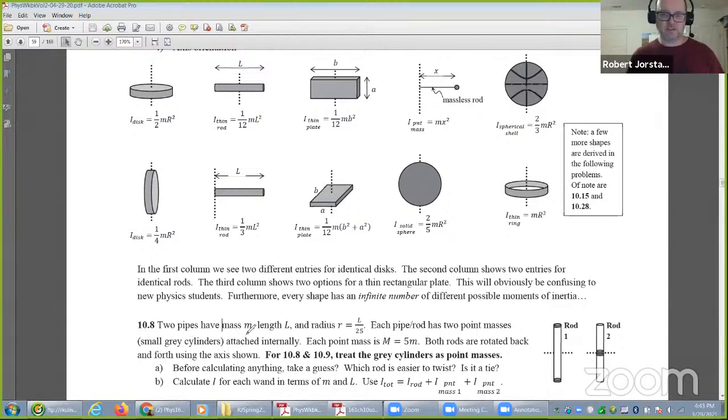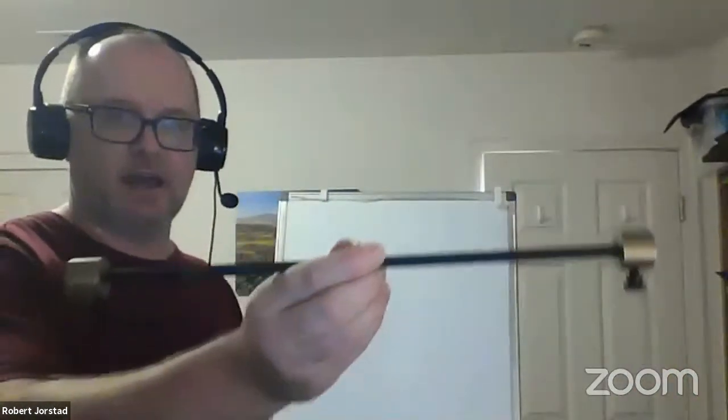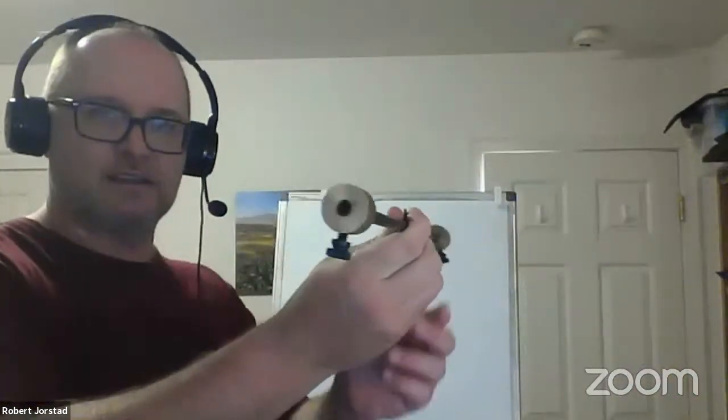So let's say we have 2 pipes, and they each have mass, and they've got some point masses stuck on them. So what do I mean by this? This is one example of that. You got a pipe here. Now, I don't know if you could see this. I'm going to try to get this on. Let me get this screw out of here. Sorry.